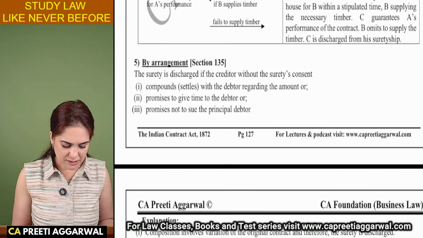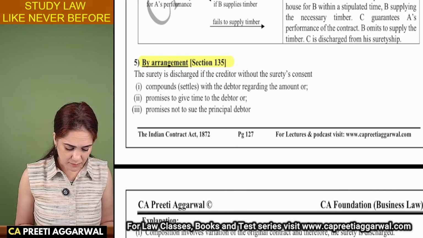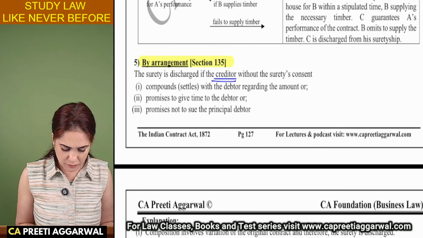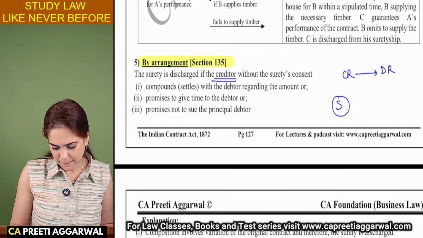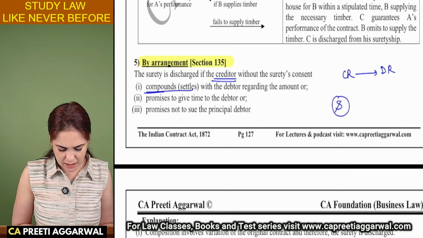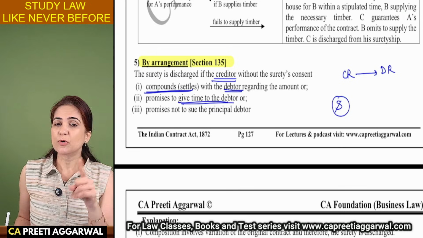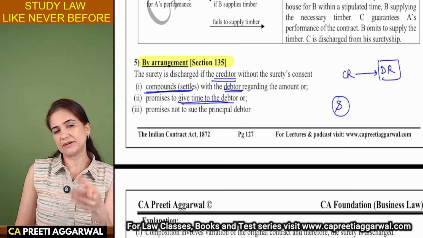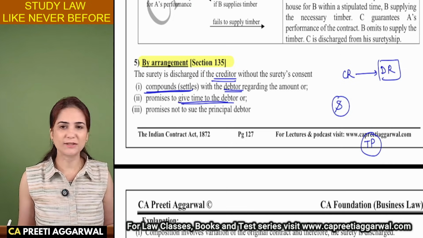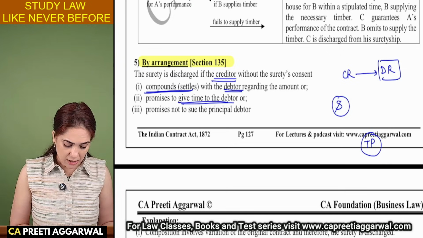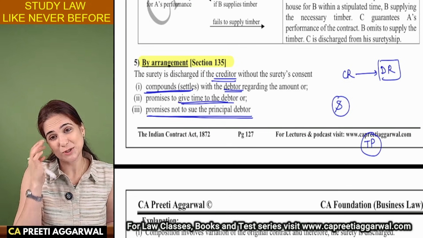Section 135 is by arrangement. If the creditor, without the surety's consent, compounds, that is, settles the amount with the debtor, or gives more time to the debtor. I had mentioned in my lecture, if more time is given to the debtor on request of the debtor, then the surety is discharged. But if more time is given at the request of a third party, then the surety is not discharged. If the creditor promises not to sue the debtor, if you're not filing case against the debtor, then the surety is also discharged.